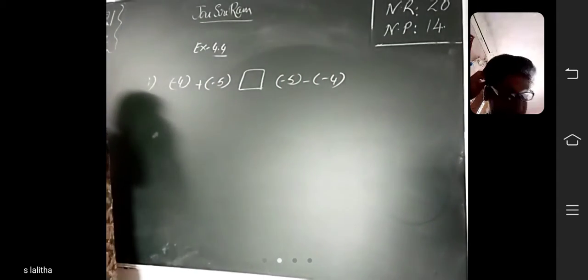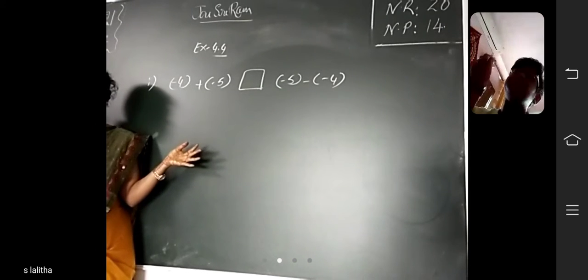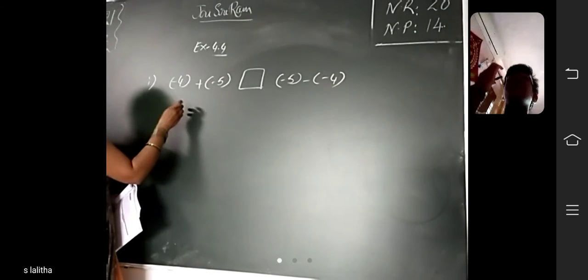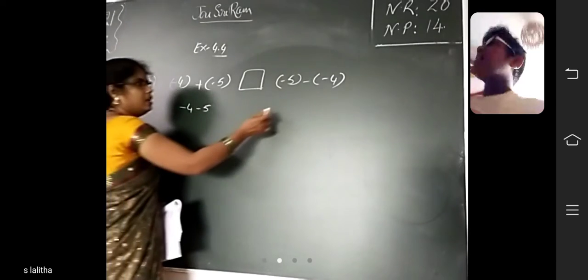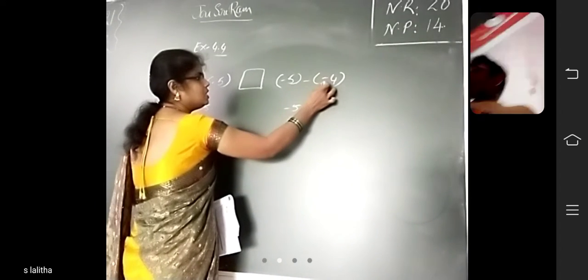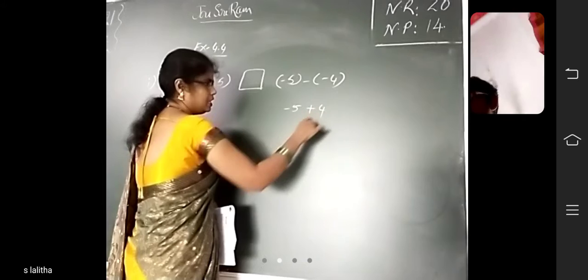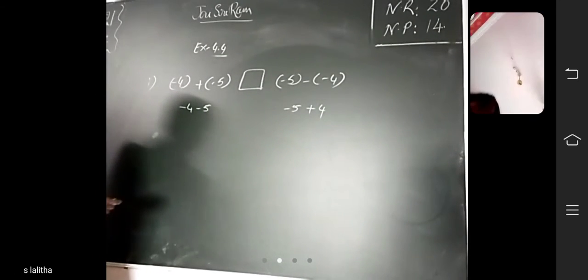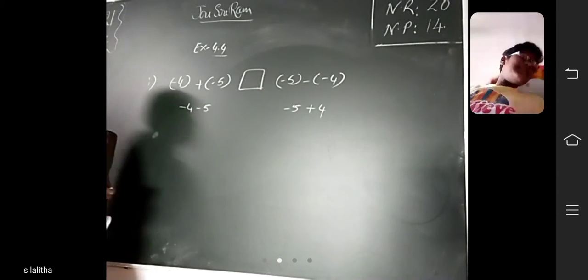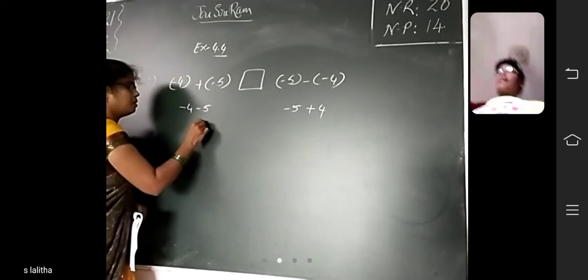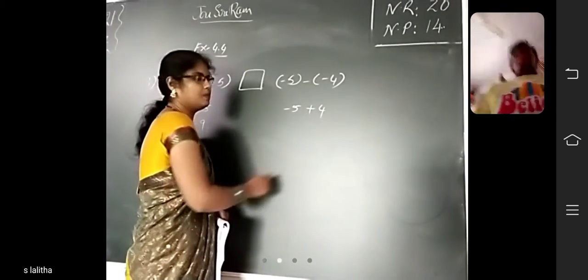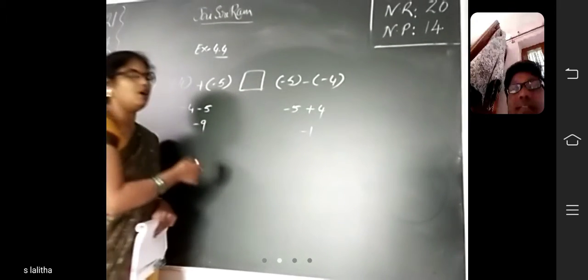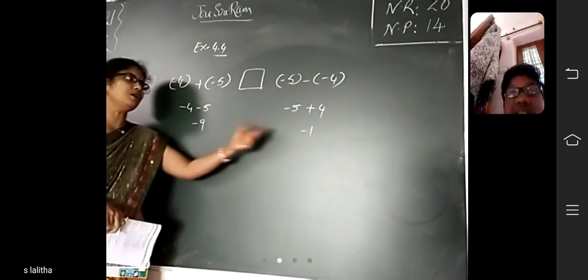So which one is greater, which one is lesser? Okay, see, -4 plus of -5. Okay, here -5 minus of minus plus 4. So -4 minus 5, how much? -9. Here -5 plus 4, how much? -1. Now which one is greater, -9 or -1?